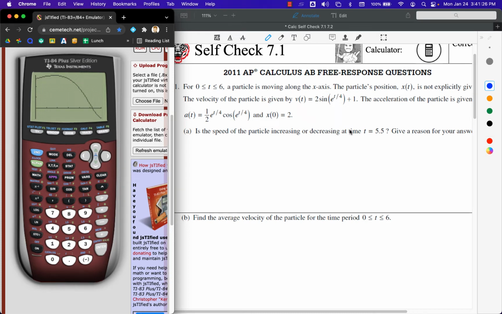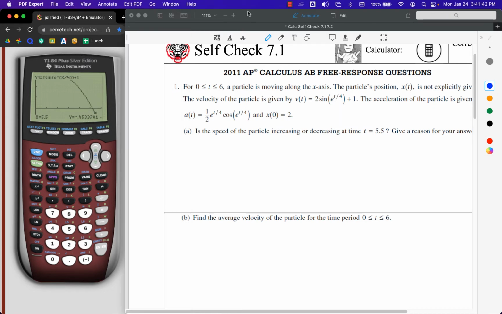And we are looking at t equal to 5.5, so I'm going to hit trace, 5.5, hit enter, and it's talking about that spot right there. So the first thing that I'm noticing is that the height here is less than 0. It's a negative value, right?